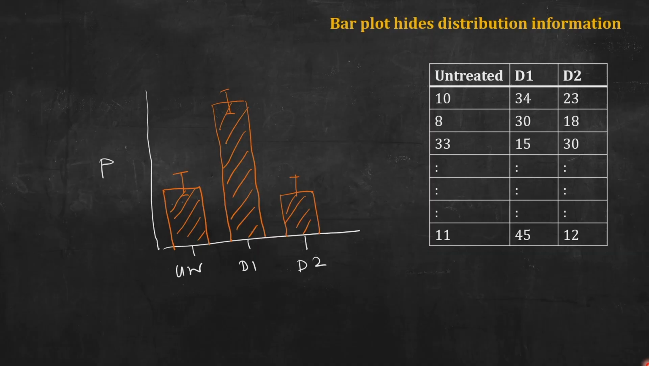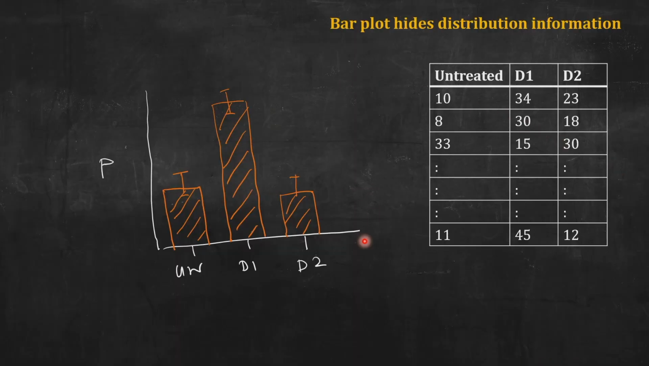Now let me move to the second topic of today's discussion, that is box plot. Many a time we represent data either as scatter plot or bar plot, but plotting data as a bar plot is not a good idea every time. Let me explain with an example.